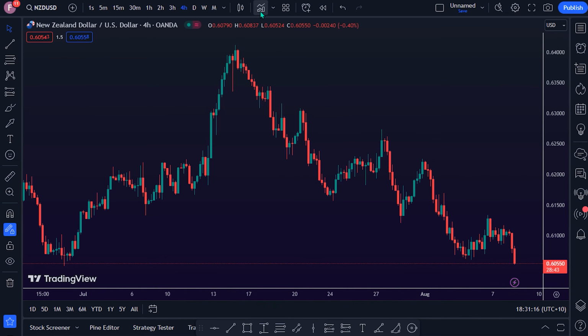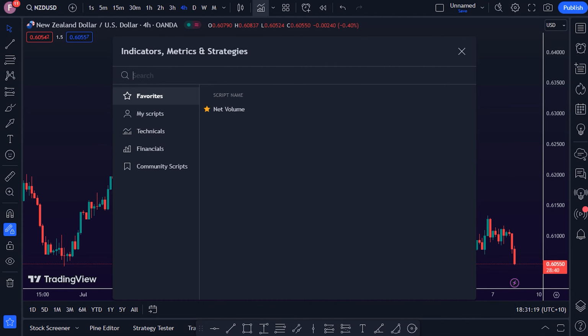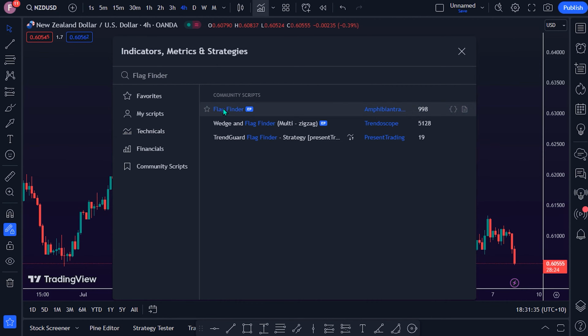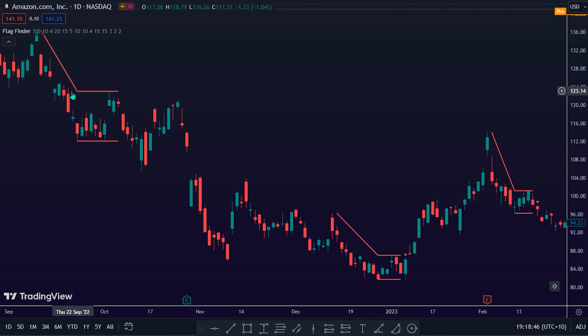To apply this indicator on the trading chart, search the keyword Flag Finder and select the Flag Finder by Amphibian Trading from the TradingView Indicator Community Scripts folder. As we can see, here is the trading indicator. Before I proceed to educate you about how this trading indicator works, I need to highlight this indicator and its purpose so you can quickly understand how it works.